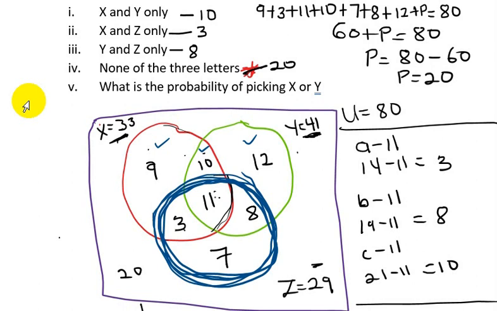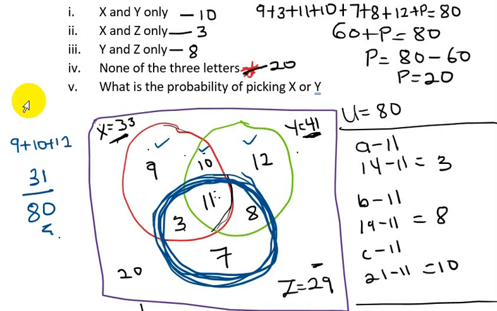So it will be 9 plus 10 plus 12. Now 9 plus 10 gives 19. 19 plus 12 gives us 31. That is for X or Y, but it's a probability. So we have to divide it by 80 to get our final answer. So that is it. So simple like that.